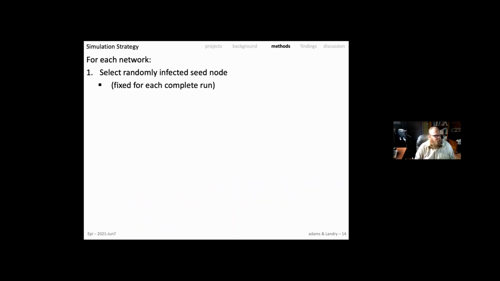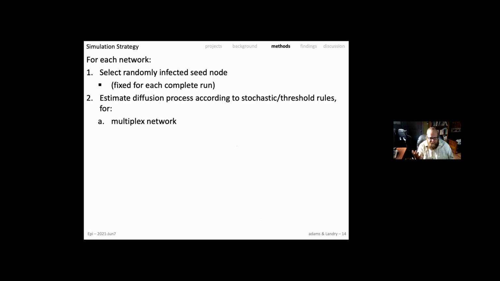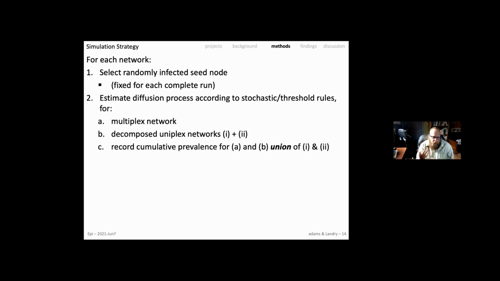So just to give you a little more detail on how we do this, for each network, we're going to select a randomly infected seed node, one node. We're going to use that to complete each run that I'm going to describe here; that person will be the infected seed. We're going to estimate the diffusion process over these networks according to either the stochastic or threshold rules, separately for a multiplex network first, then for the decomposed uniplex networks of type 1 and type 2, whether that's sex and needles or Foursquare and Twitter. And then we're going to record the cumulative prevalence for the multiplex network and for the union of those uniplex networks.